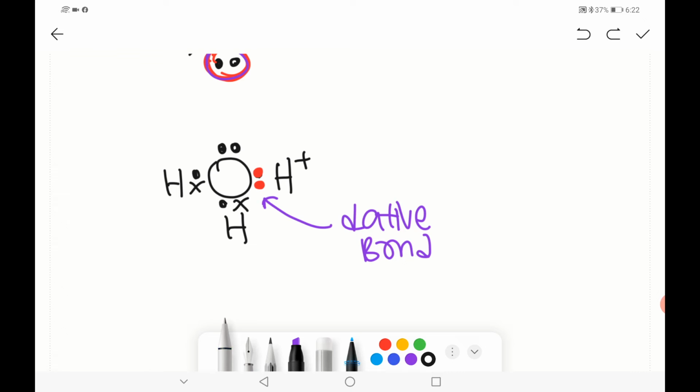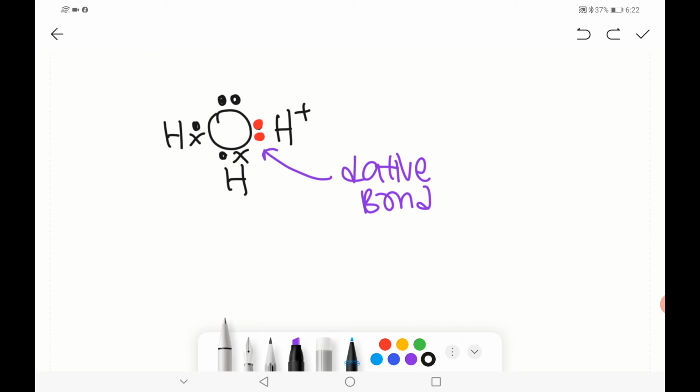So this is the formation of a dative bond, a special type of covalent bond, a special way of sharing electrons. Oxygen gives 1 pair of electrons to share that pair with H plus, which doesn't have electrons. I have 1 pair of electrons, and I will share that pair with you, and you don't need to make any contribution. So in this case, we have formed a dative bond.